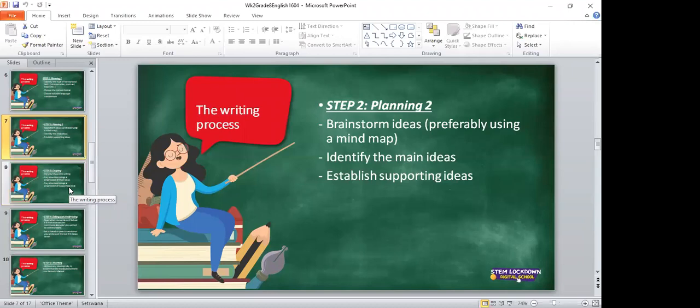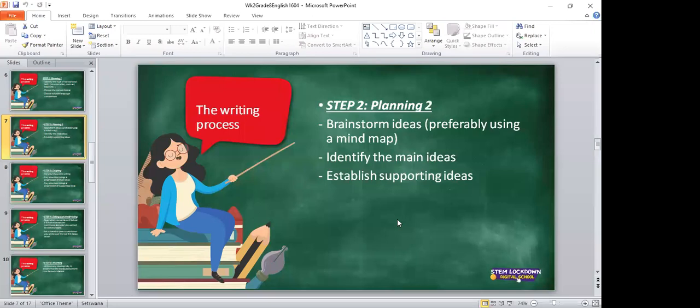Yes, you can plan using a mind map. You can, but if you want, you can just write a list of your ideas. So it's okay. So that's step two, planning. You brainstorm your ideas. You can use a list if you want. You can use a mind map if you want. It's okay.